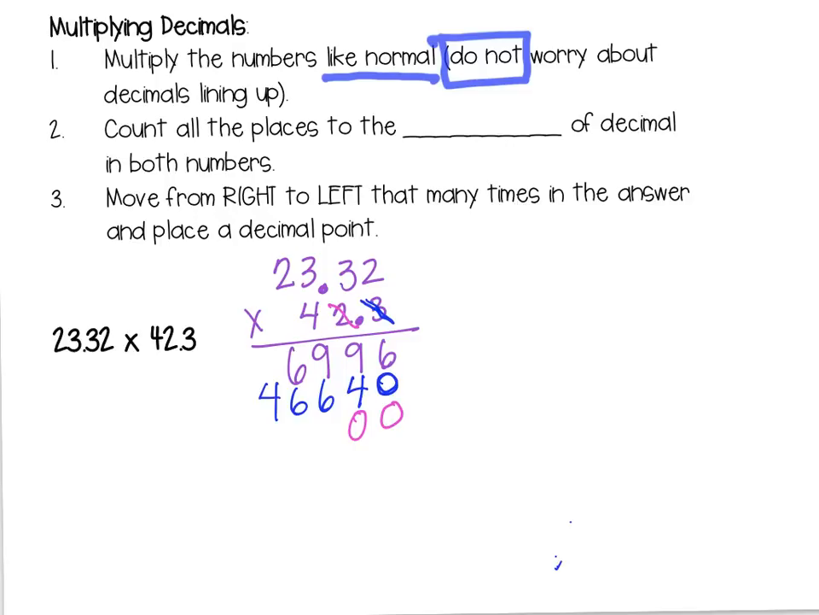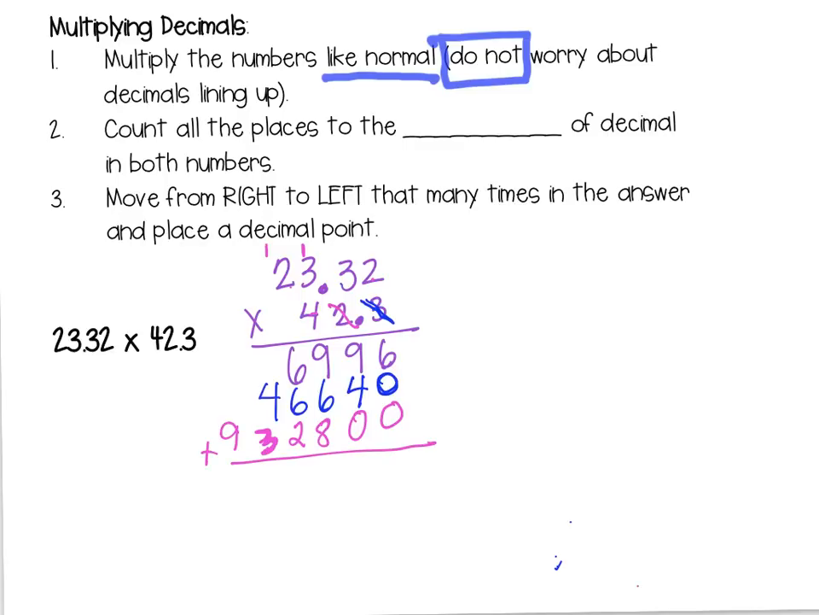Okay, sometimes this is where we get confused. 4 times 2 is 8. 4 times 3 is 12. Carry your 1. 4 times 3 is 12, plus 1 is 13. Carry your 1. 4 times 2 is 8, plus 1 is 9. Okay?